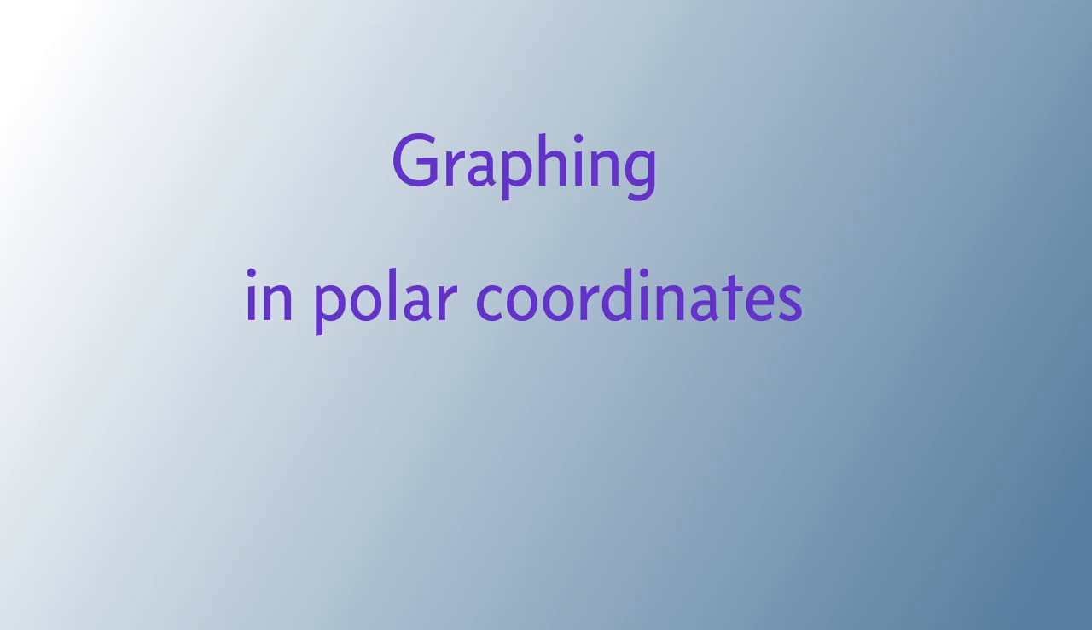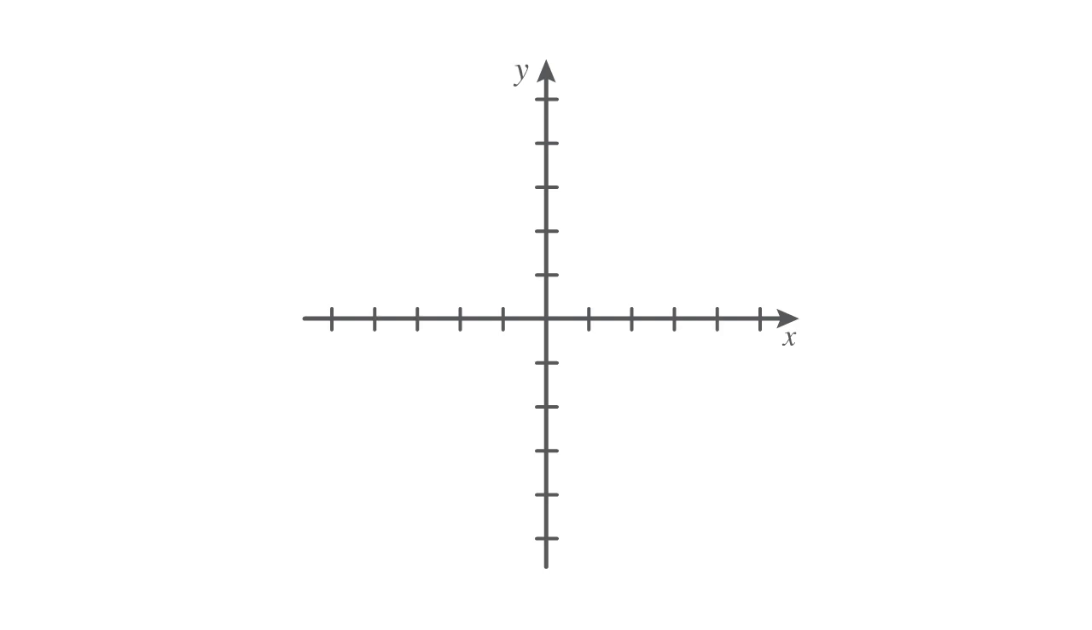In our usual rectangular plotting system, we locate positions by measuring horizontally and vertically. In the polar coordinate system, we locate points by using radius and angle measurements. We list them as the coordinates of the point r, theta.